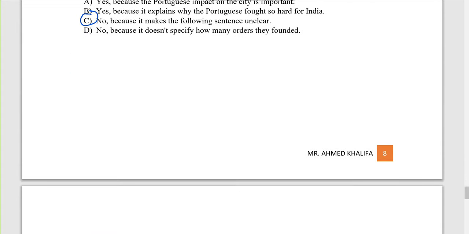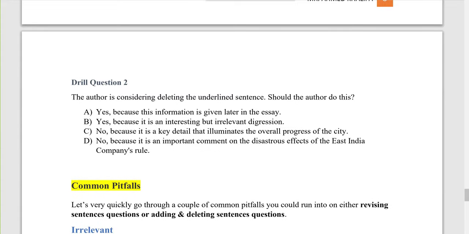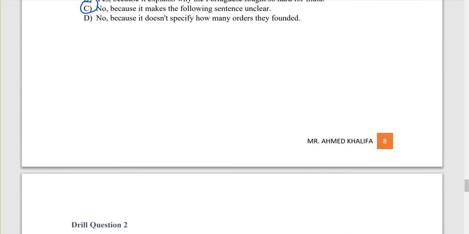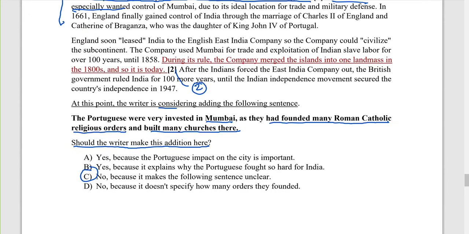Remember drill question number two here. We'll go back now. The author is considering deleting the underlined sentence. Should the author do this or no? What is the underlined sentence? It's here. For me, I'll start from here and end it here. Okay? Who can read the paragraph, please? But read out loud and slowly. Who can take the initiative now?